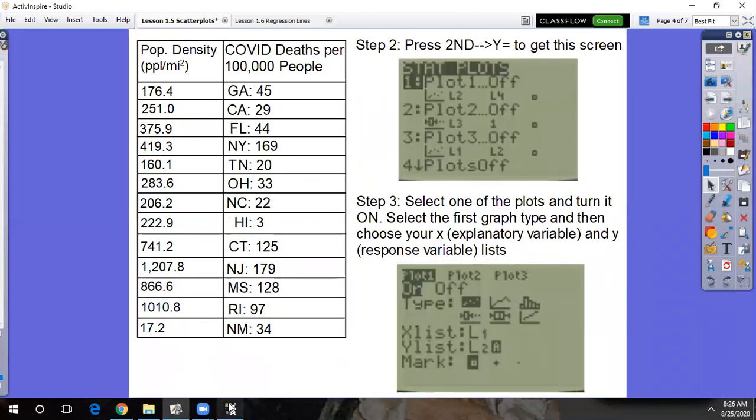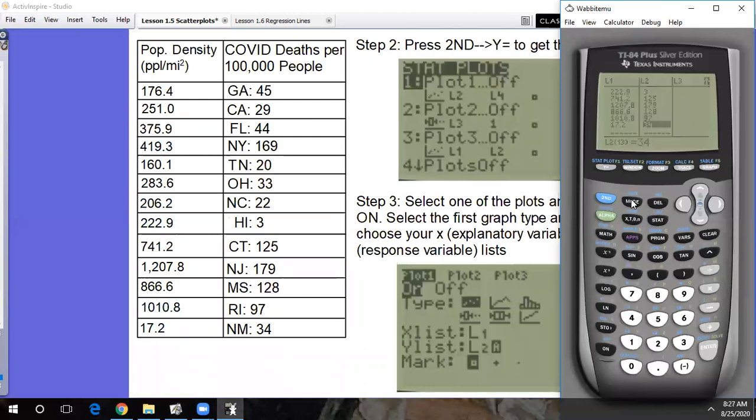So now we're going to quit out of this screen. You don't have to quit, but we're going to do that just so that we know how to quit out of the screen. So you press second, Y equals, and it opens up this screen with stat plots. Notice I already have this one on, so I'm going to turn it off. When you get to this screen, yours will more than likely all be off. So just pick one of them, and instead of off, change it to on. So press enter to change it to on, and then type.